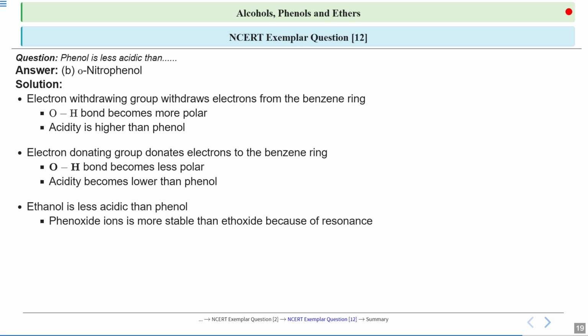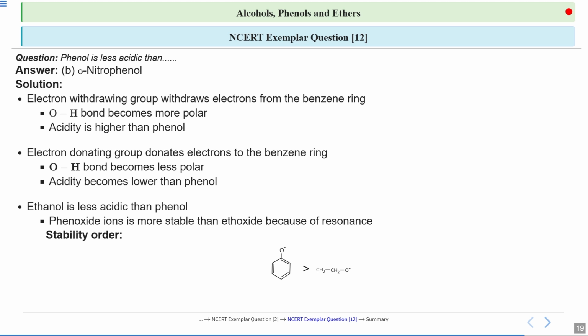Phenoxide means benzene ring attaching with O negative. The H positive is removed, O negative remains, and that phenoxide ion is going to be more stable comparative to the ethoxide, that is CH3, CH2, O negative. Why is it so? Because there is a resonance factor in the benzene ring, shown by the benzene ring in phenol, which is going to stabilize the phenoxide ion.